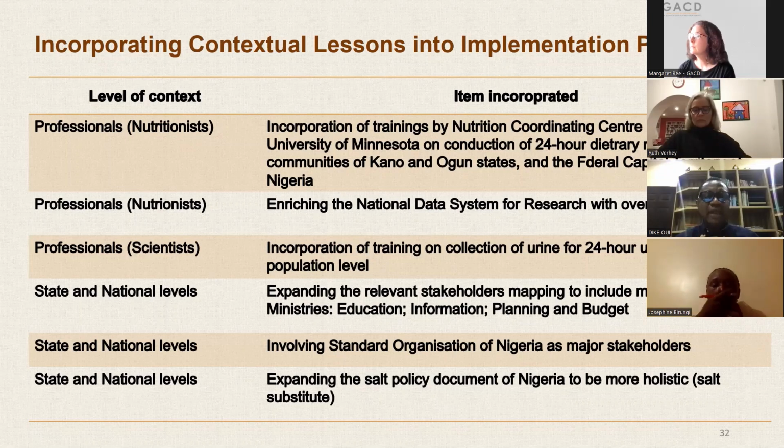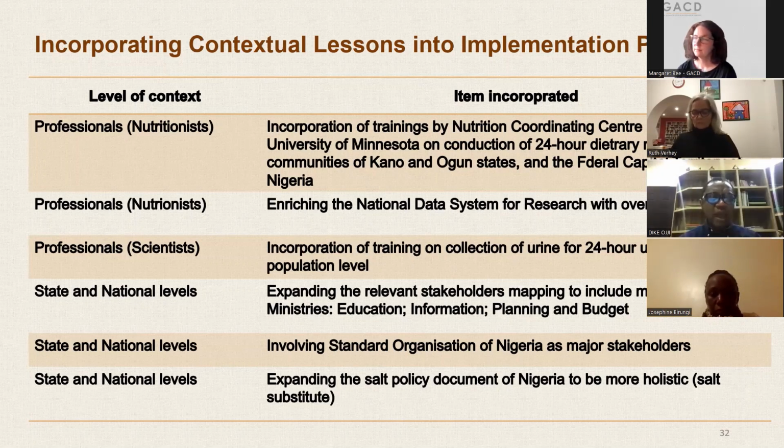We also went ahead to look at the database, the Nutrition Data System for Research, and how it compares with our Nigerian recipes. We incorporated 50 Nigerian recipes into that, adapting it so that it will be suitable for the Nigerian population. Then we looked at the scientists collecting 24-hour urine, so there was training and retraining of this.